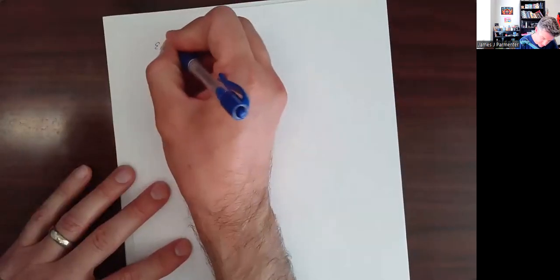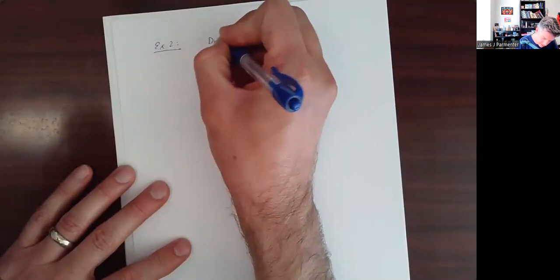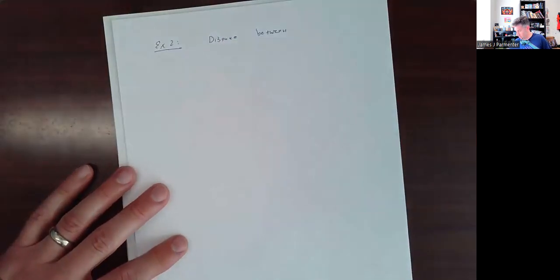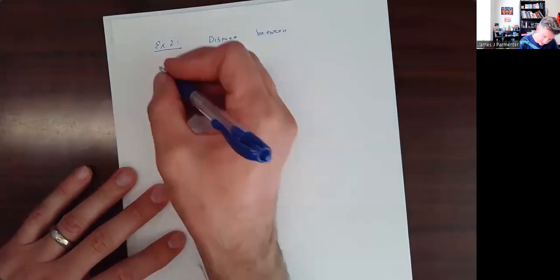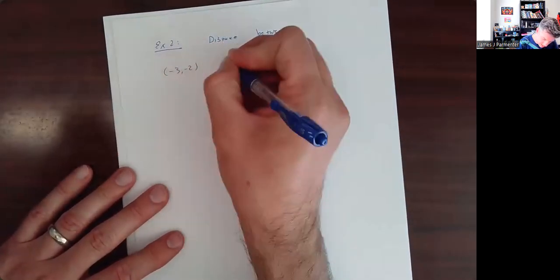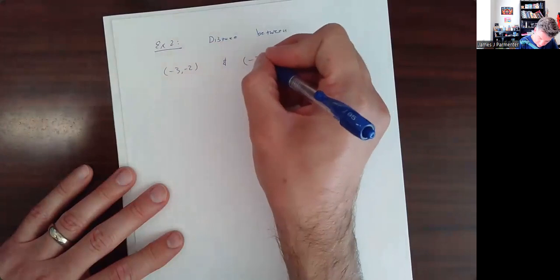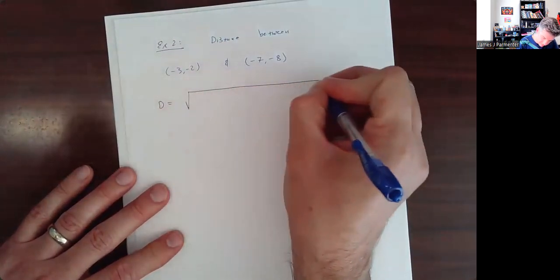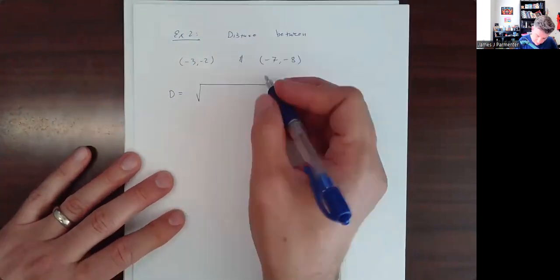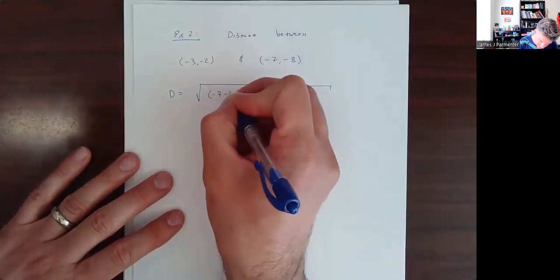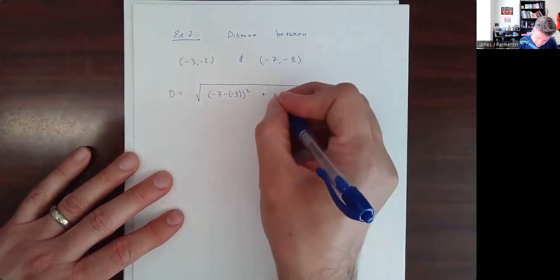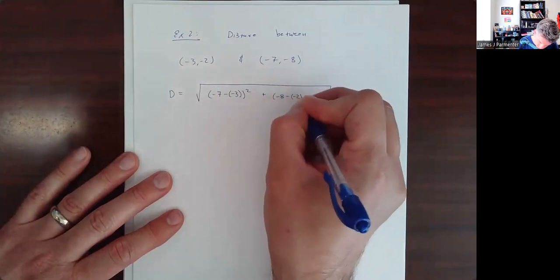So I was doing the distance between the 2 points. Let me remind myself what I had here. I had negative 3 comma negative 2 and negative 7 comma negative 8. Let's try this one more time. It's the square root of the difference in the x's squared. So I'm going to do negative 7 minus negative 3 squared plus the difference in the y squared, which is negative 8 minus negative 2 squared.